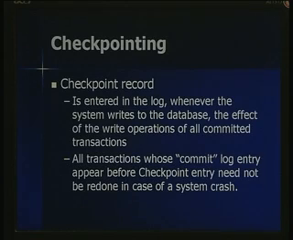And this is typically achieved by what is called a checkpoint record. If the checkpoint record is entered into the log, whenever the system writes the data item values onto the database, the effects of the write operations are all committed on the transactions. Now, all transactions whose commit log entry appears before the checkpoint entry need not be redone in case of a system crash. So, the checkpoint is a place where you can decide, when a commit log exists, whether you have to redo or need not redo those transactions.